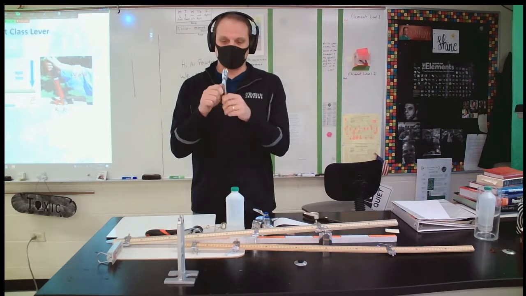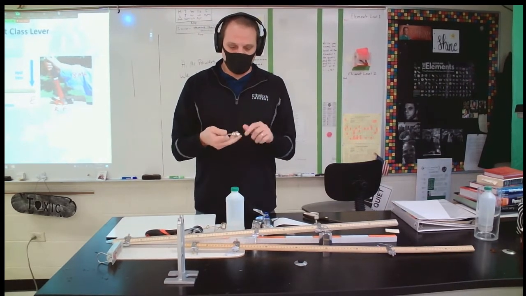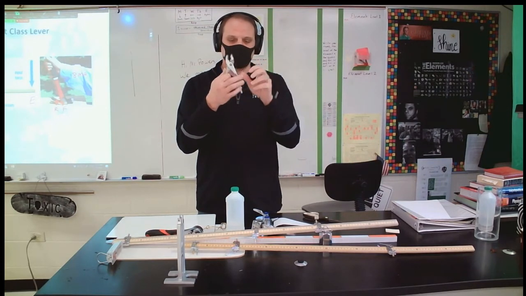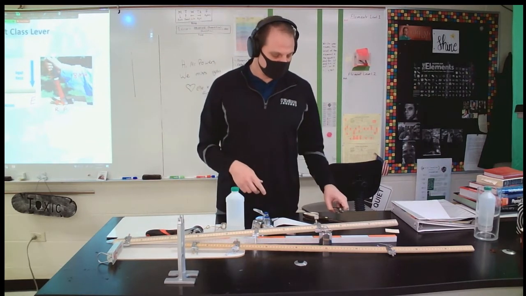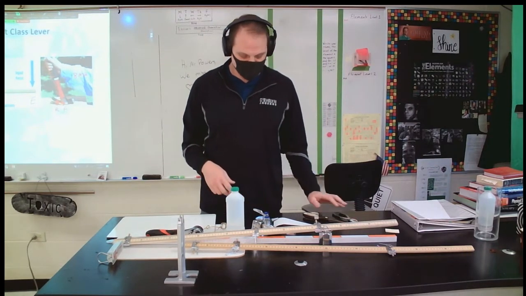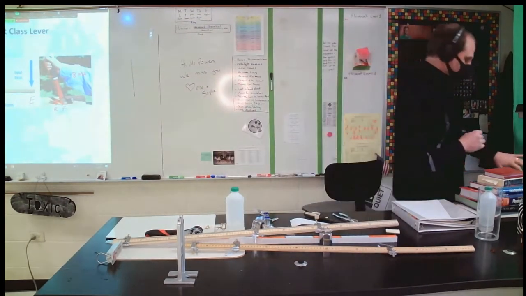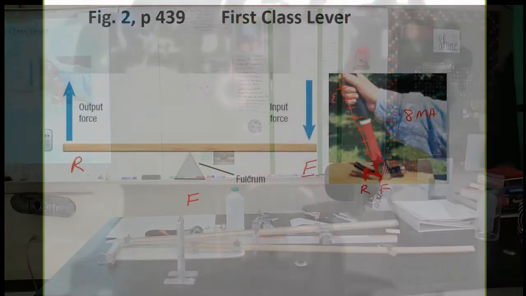Another first-class lever, okay, a pair of pliers. Again, the fulcrum is in the middle, and I'm holding on to something right there, right? That's the resistance, and my hand is gripping onto it and putting the effort in on the other side of that. All right, so let's look at our second-class levers and see what kind of things we have there.